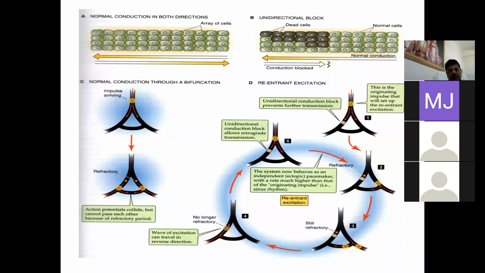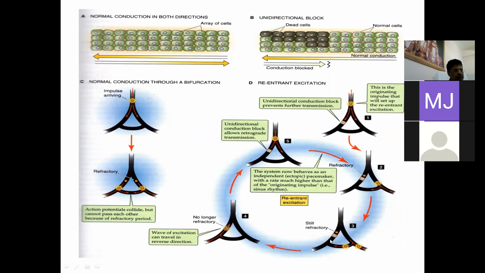So again, see, the impulse comes here. Then it is dividing into two. In one pathway, it cannot go. Why it cannot go in that pathway? Because there is a block. Okay. So in the other pathway, the impulse is traveling in the connection. It comes up, and because it is the unidirectional block, it can pass up in the reverse direction. And this circus movement can go on.